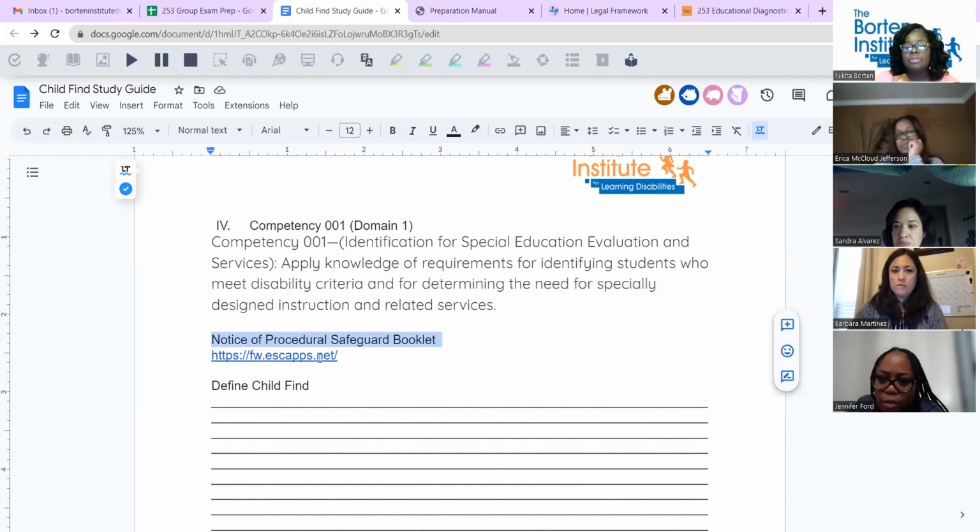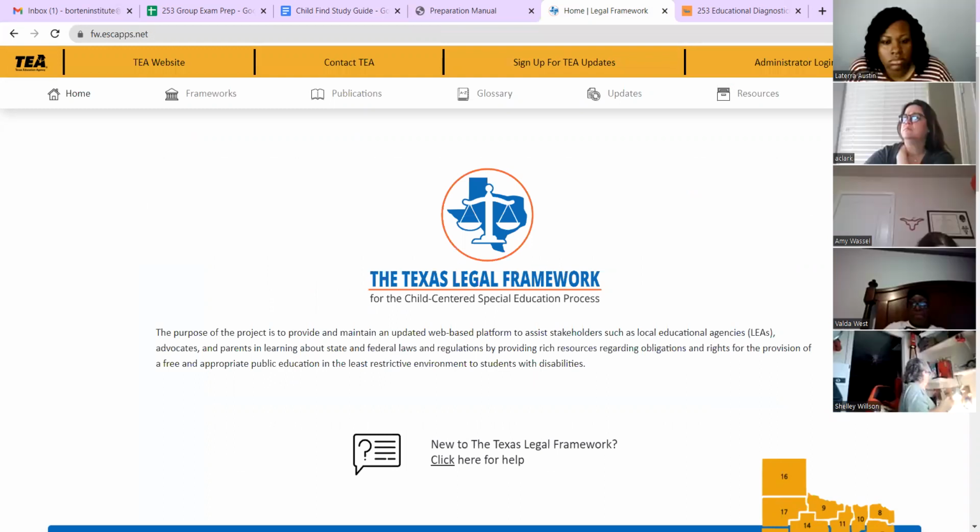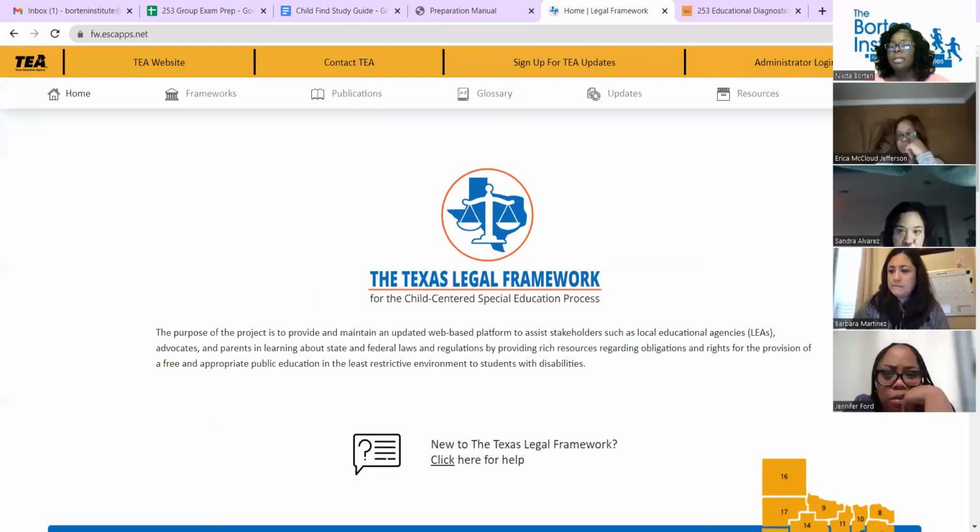I put the link to that safeguard booklet right here. When you click that link, you're going to end up here. Are you seeing my screen change? Sometimes you can't see it. Yes, okay. All right, so this is what we call Region 18 legal framework. Do you guys know about this Region 18 legal framework? Have you heard of it?